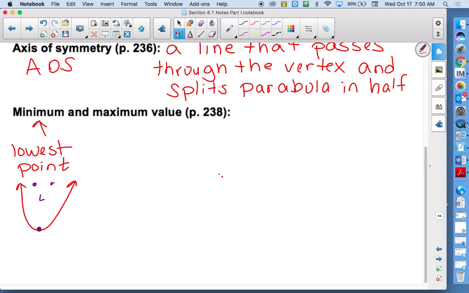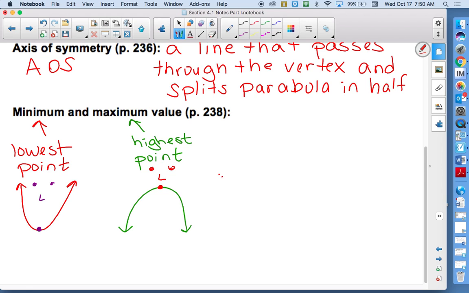A maximum value would be the opposite. That's going to be the highest point of the graph. The highest point occurs when we have a frown. So the maximum occurs when the parabola goes down, making a frown, but it's the highest point of the graph.